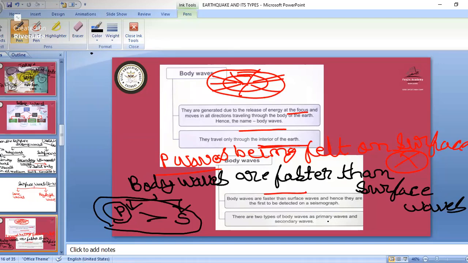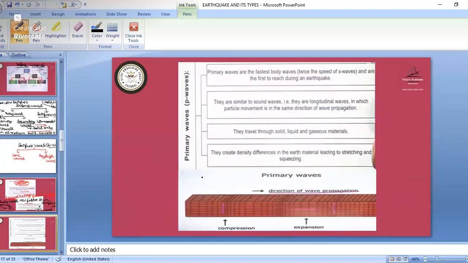There are two types of body waves. One is the primary waves, also known as P waves. The other one is the secondary waves, which we call S waves. So these are the body waves. Now we'll see about the P waves. They are the fastest body waves, twice the speed of S waves, and are the first to reach during an earthquake.